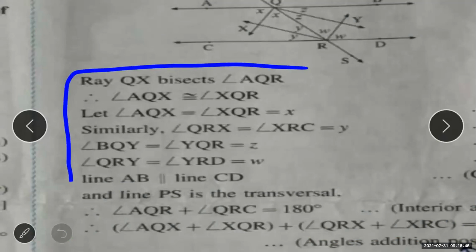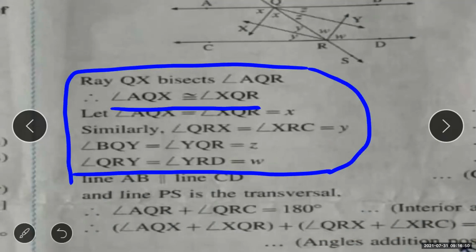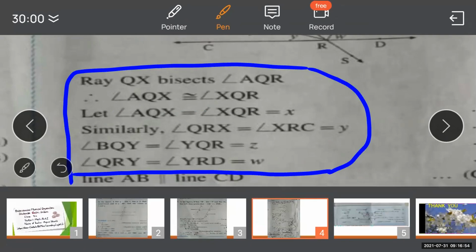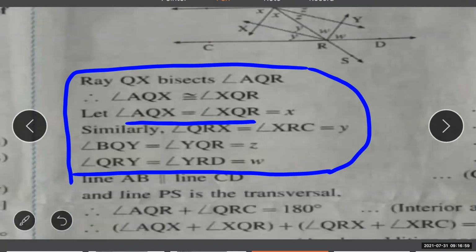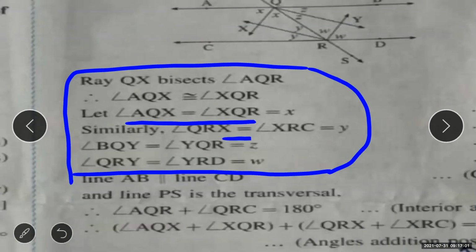Get bisected and that pair, first you will write the pair for angle X. Here is the pair for angle X. Similarly, you will write the pair for angle Y. Then the pair for the angle with the measurement Z and the last one for W.